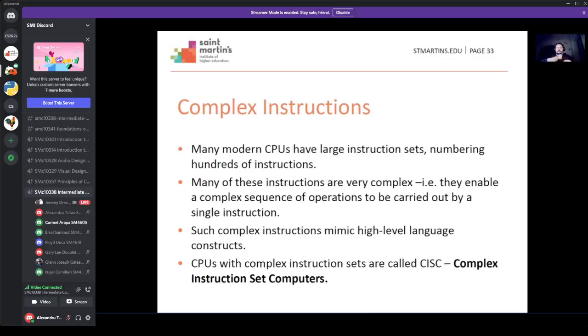All right, and therefore the design of the CPU is going to be very, very complex. All right. However, a complex instruction set computer, or a CISC computer, is a CPU that mirrors very much so the structure of higher level programming languages that we use when coding. All right.